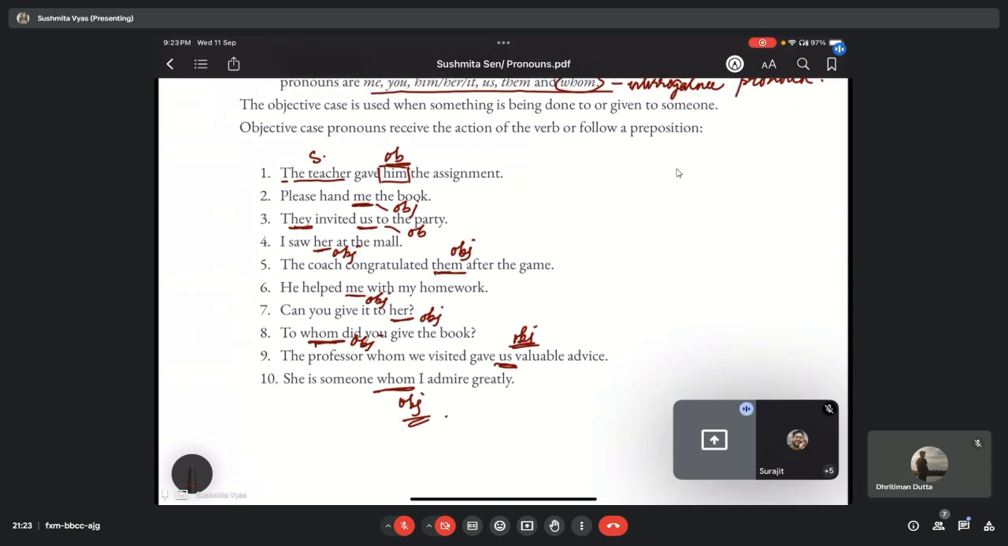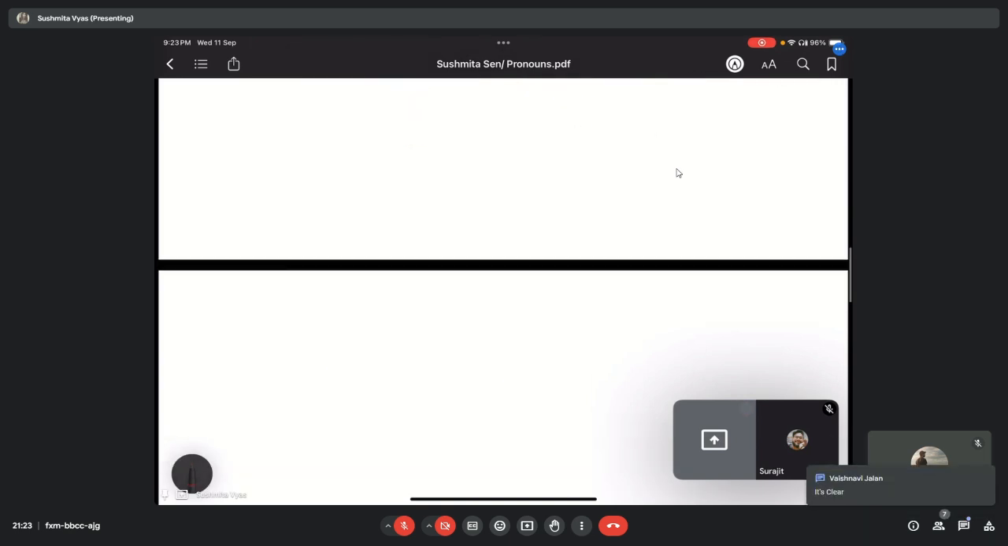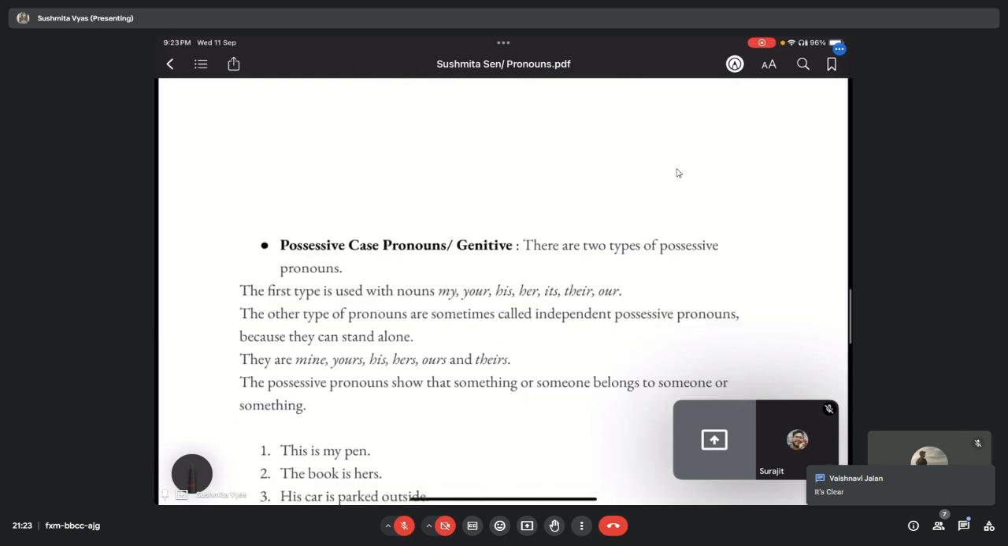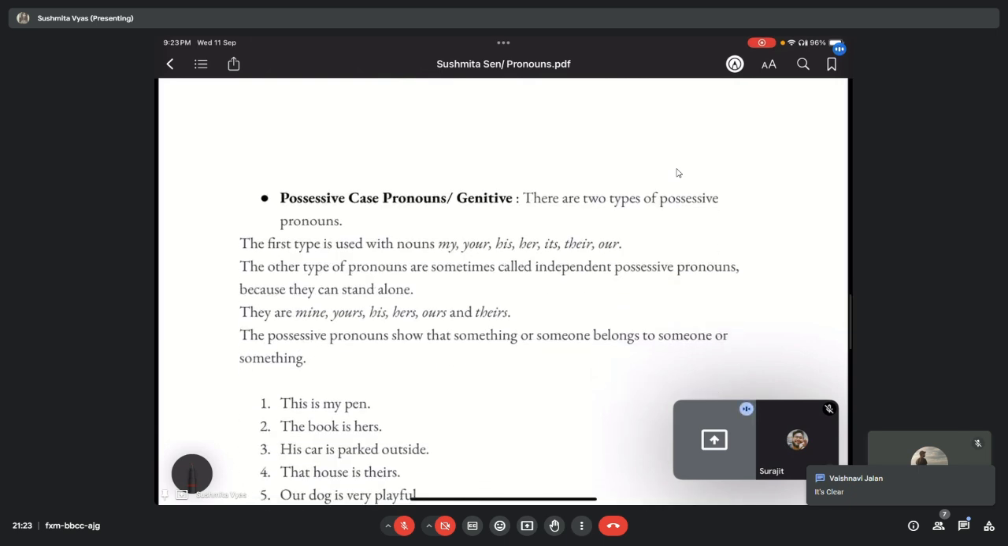I'll send this PDF in the group so you can have a look at it later. But so far, do you have any doubts regarding these examples or is it clear? Okay, I'll move on to the next. It's clear. Okay. Again, possessive case pronouns.